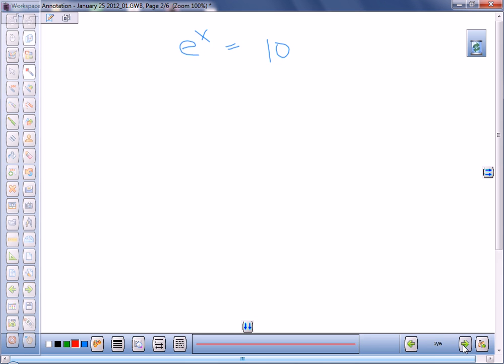Oops, skipped one. E to the x equals 10. Once again, we are solving for x, and this one's already base e, so which one should I naturally choose? Natural log. So I'm going to take the natural log of both sides. And we can multiply x out in front. Now, what did we discover the other day that the value of natural log of e was? 1. So 1 times x is just x.